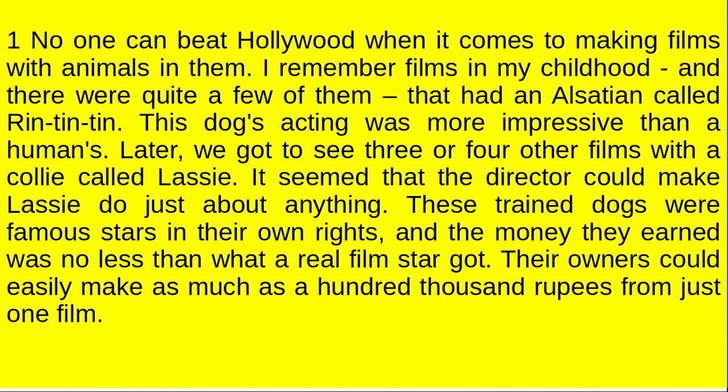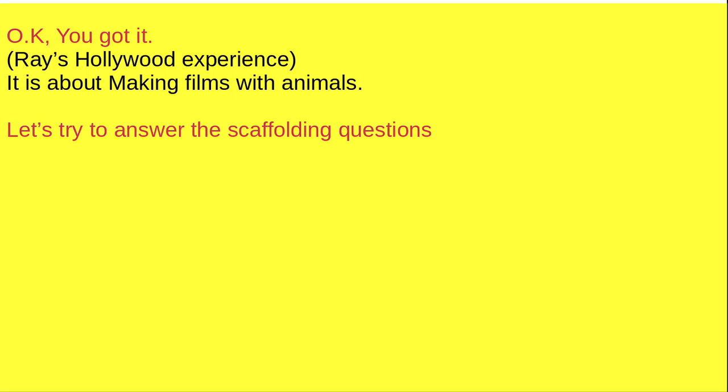Then both their actings were more impressive than human actors or man actors. Okay, how did they become famous in their own rights? How much money could their owners make from just one film? 100,000 rupees. Okay, now I think it is very clear. Still, we can try to answer the scaffolding questions.